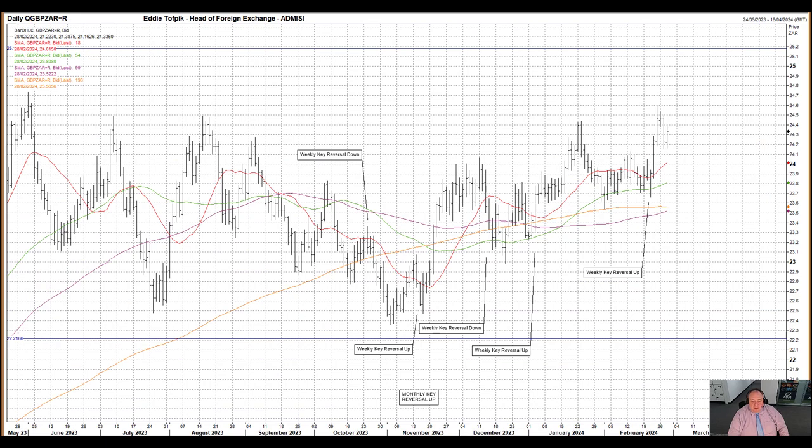There was also a weekly key reversal up in sterling rand, though this also has not seen a follow-through higher, with the market staying within last week's range.